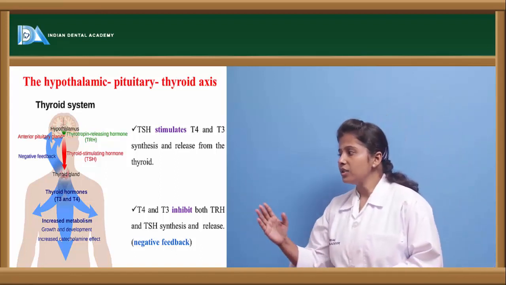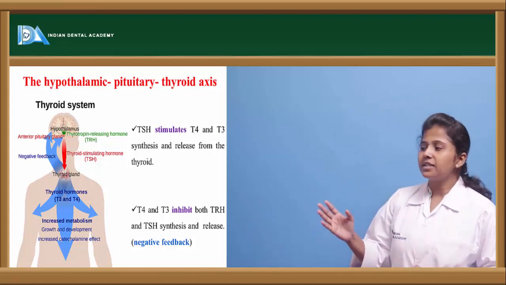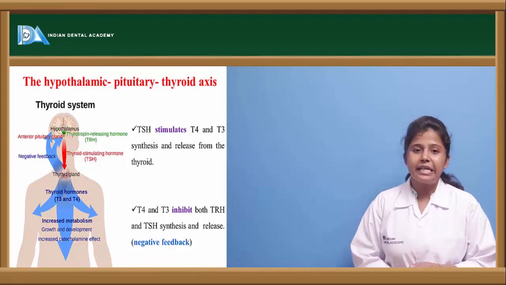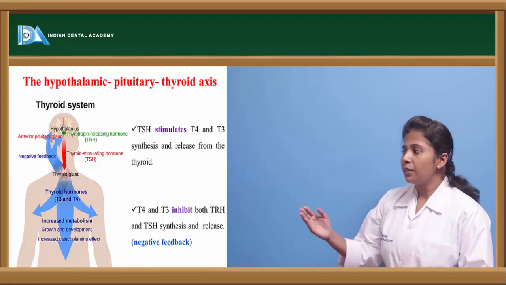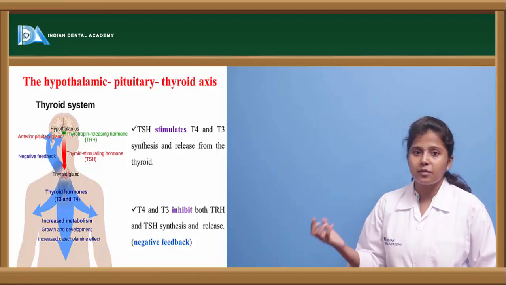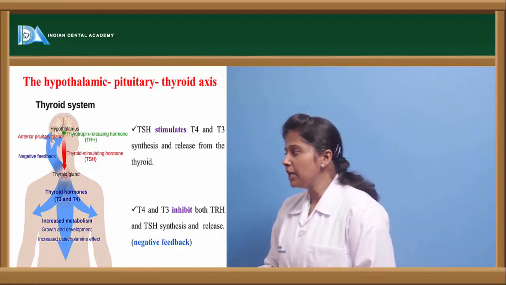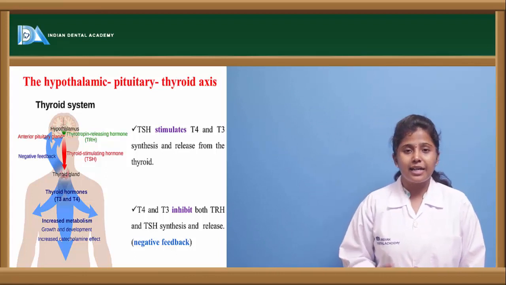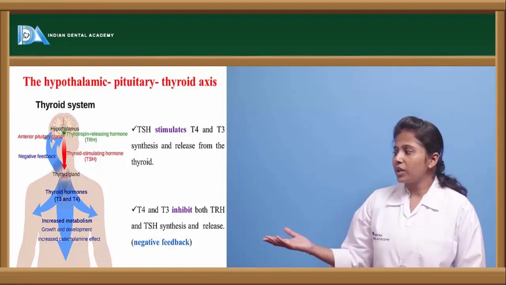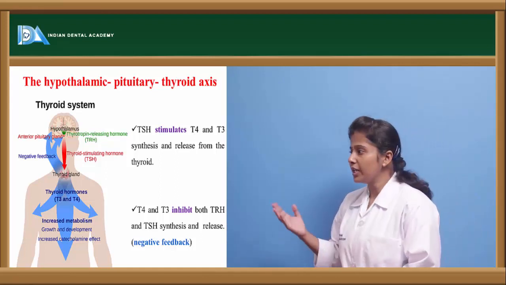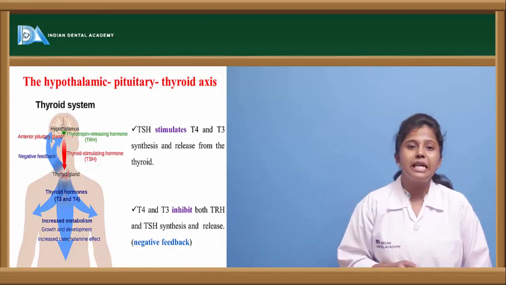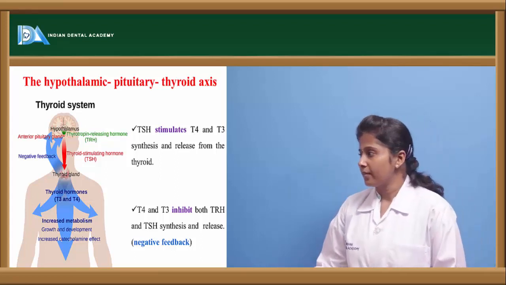On stimulation of the hypothalamus, it secretes thyrotropin releasing hormone, which aids in the stimulation of the thyroid gland by secreting thyroid stimulating hormone. So this thyrotropin releasing hormone aids in the release of thyroid stimulating hormone, which stimulates the thyroid gland, aiding in the release of the thyroid hormones T4 and T3. And T4 and T3 inhibit both the thyrotropin releasing hormone as well as thyroid stimulating hormone, showing negative feedback.